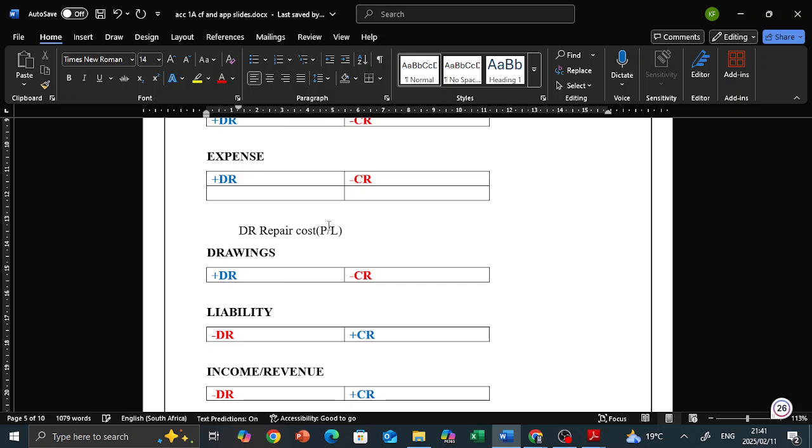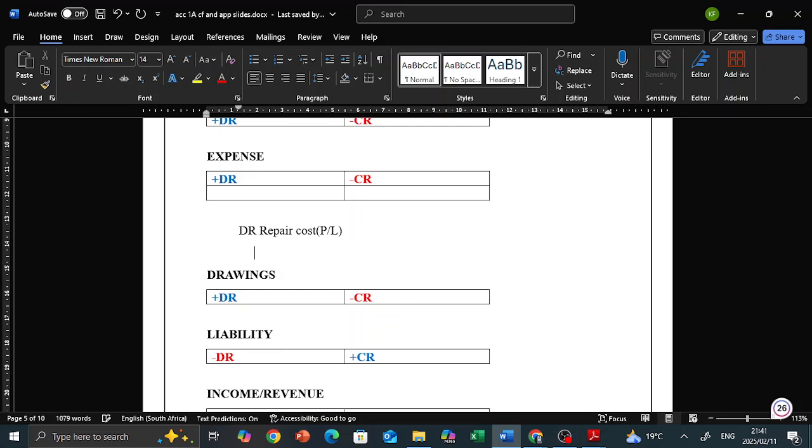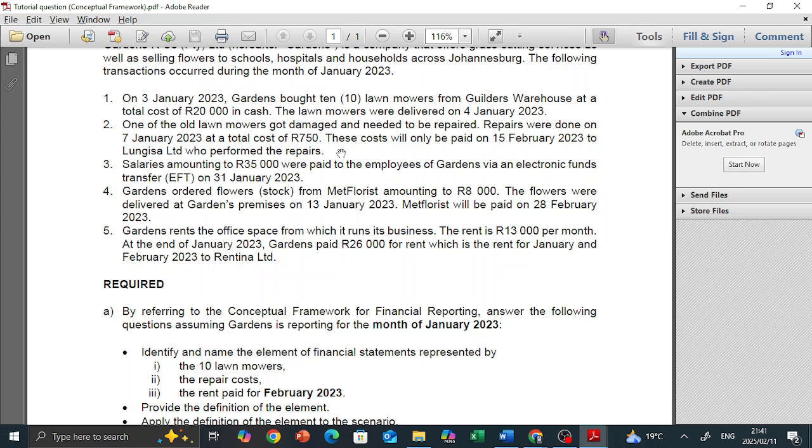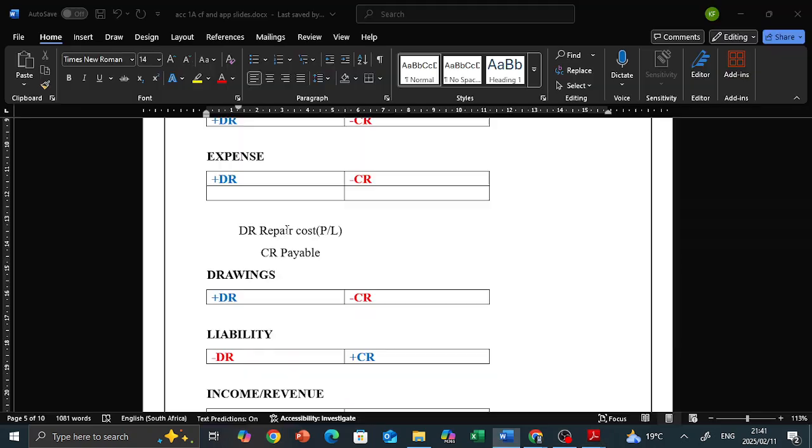Then we would credit liability. Why are we crediting liability? Because liabilities increase on the credit side. So then we would say payable. And what is the name of the one that gave us the service? You would have to write their full name, which is Lungisa Ltd. So payable Lungisa Ltd. Then we would write SFP.